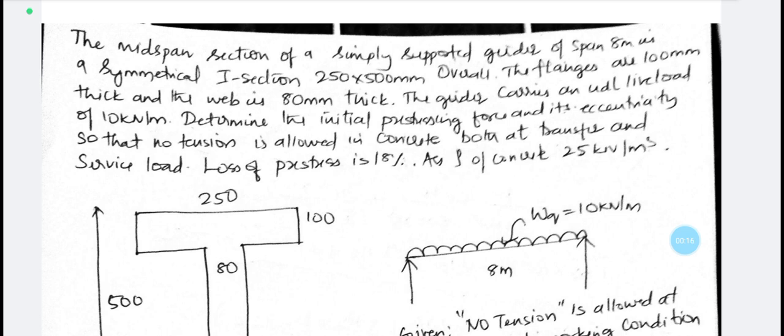Determine the initial pre-stressing force and its eccentricity so that no tension is allowed in concrete both at transfer and service load. Loss of pre-stress is 18%. Take the density of concrete as 25 kilonewton per meter cube.